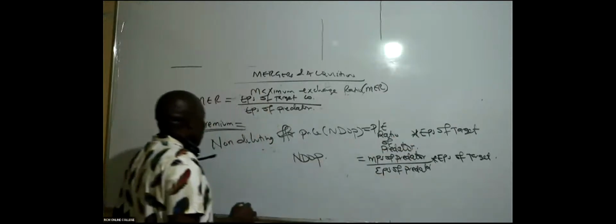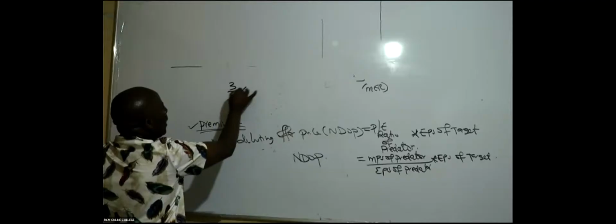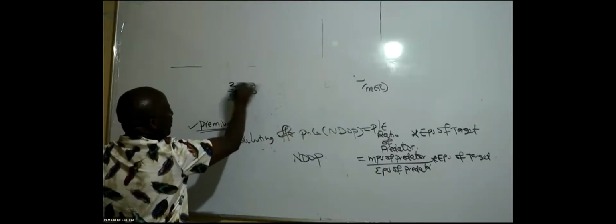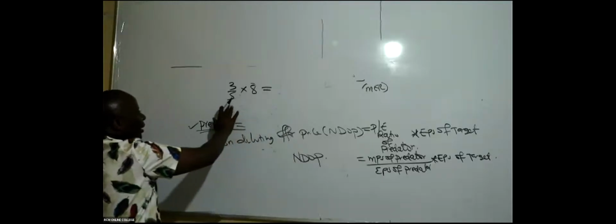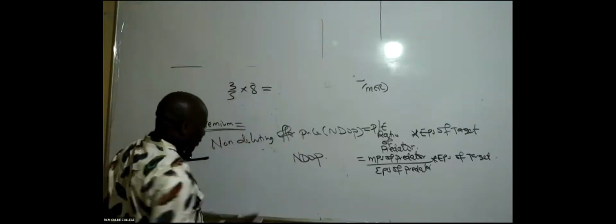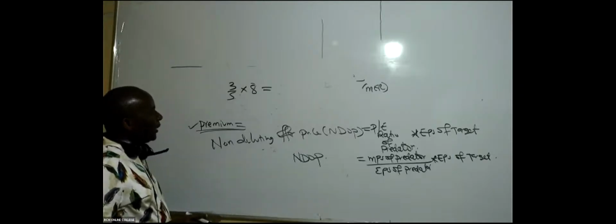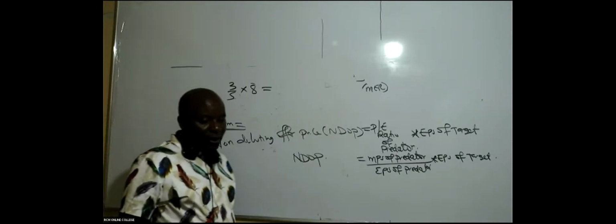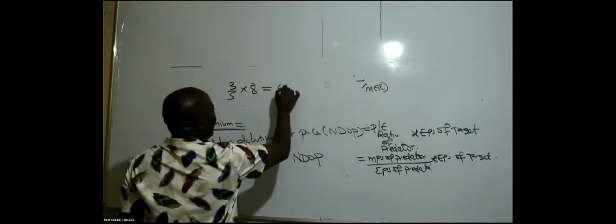Now, let me ask you a question. In mathematics, if I'm given something like 3 over 5 times 8, what is the final answer? Can somebody use the calculator? 3 divided by 5 times 8, what is the final answer? Audrey is telling me it's 4.8, right? 4.8. Thank you very much.